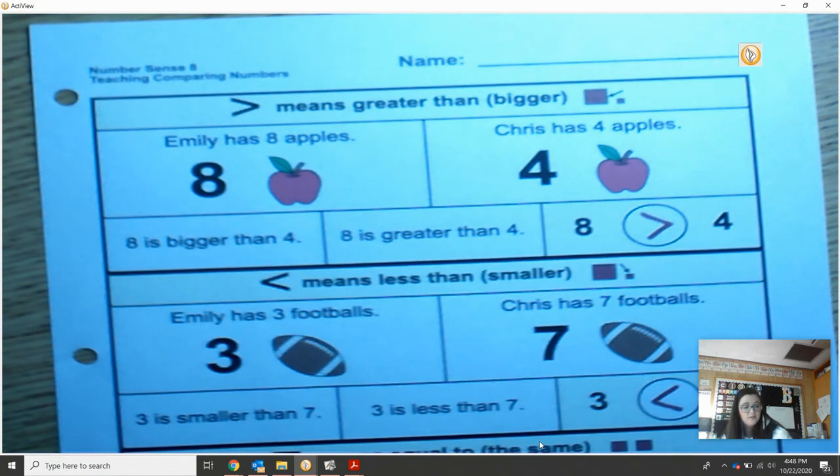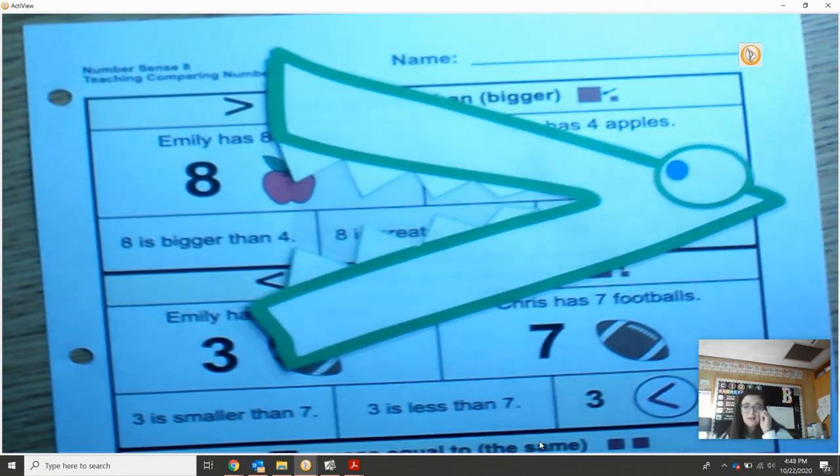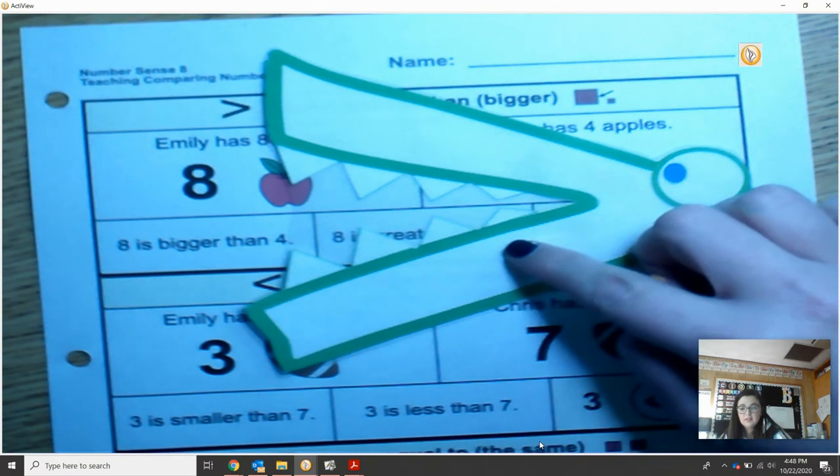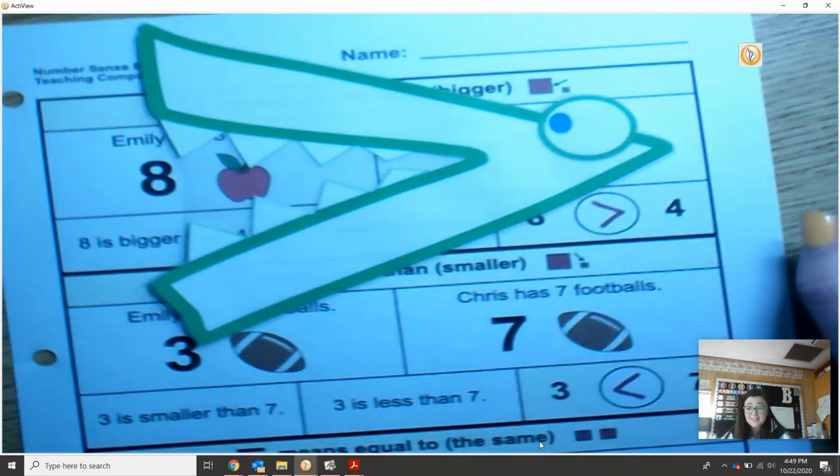I have these really cool looking alligators. I like to think of greater than and less than as alligator mouths. And my alligator friends always want to eat the biggest number. So in this case, my alligator would want to eat my 8, right? Because 8 is bigger than 4. Okay.